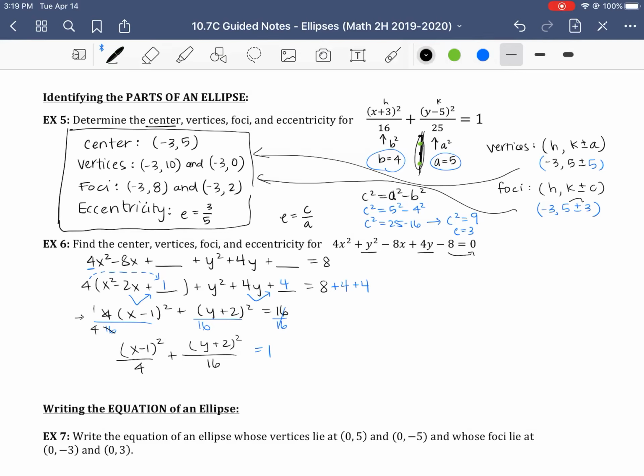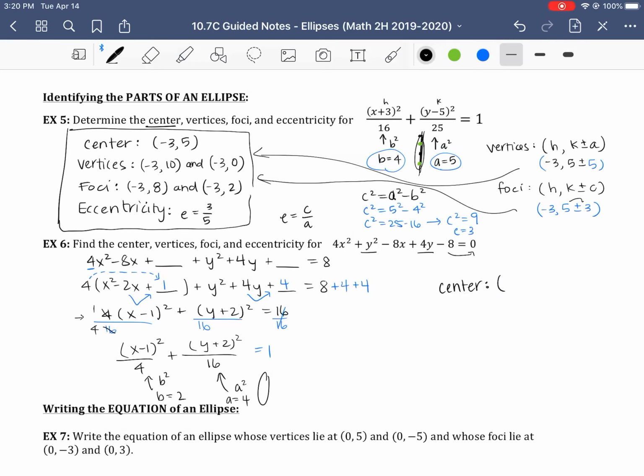Okay. Now this is now in a position where we're going to do the exact same thing we did on the upper one. So I'm going to work through this one pretty quickly. Again, this is the larger number, which means that's the a squared. And this one must be opening vertically like the other one. So again, if a squared is 16, then a is equal to 4. And this must be then b squared. So if b squared is 4, then b is equal to 2.